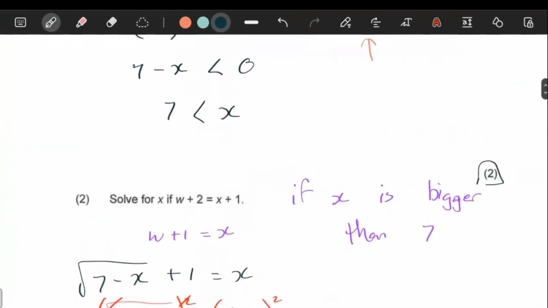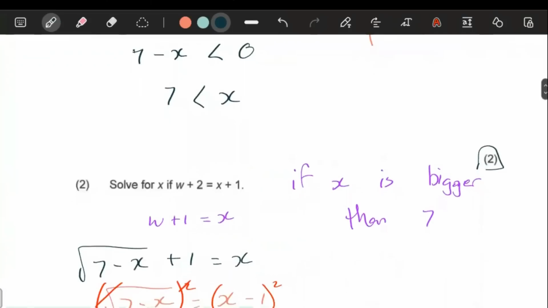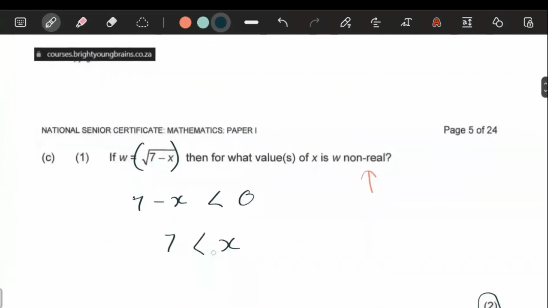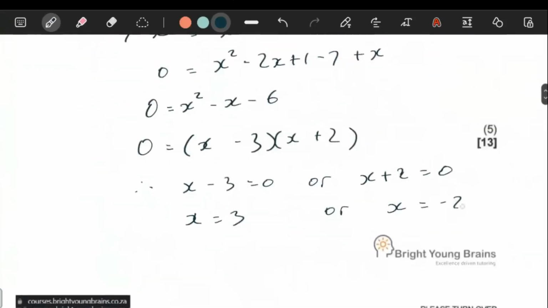Wait, hold on. Did I write this correctly? x is bigger than 7. Oh, that's if it's non-real. Yeah, if x is bigger than 7, your answers will not be valid. But obviously, here we have x values that are smaller than 7, so they should both work out.